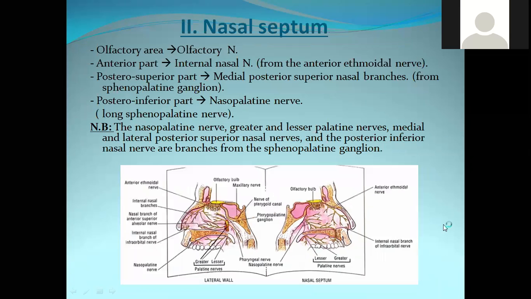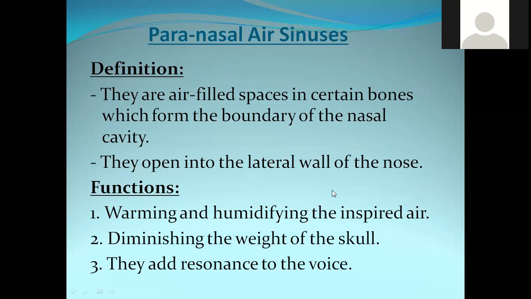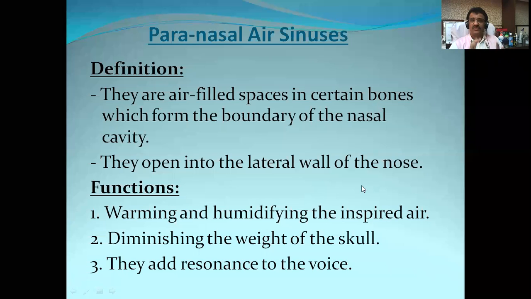Well, now we have already talked about paranasal air sinuses. They are air-filled spaces in certain bones. We call them pneumatic bones, which form the boundary of the nasal cavity. These paranasal air sinuses are also called the sound box collectively. They open into the lateral wall of the nose. We have seen all those 6 openings now. Their function is warming and humidifying the inspired air. The air which we inhale is made warm and humidified in order to send it into the oropharynx and then further into the lungs.